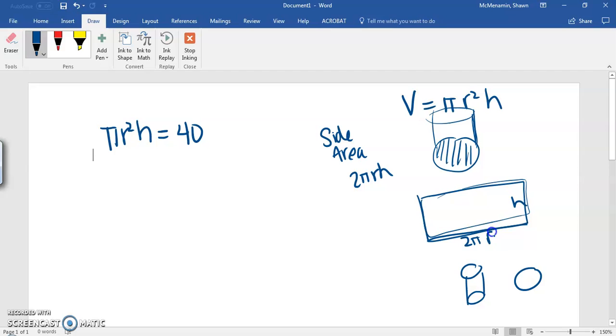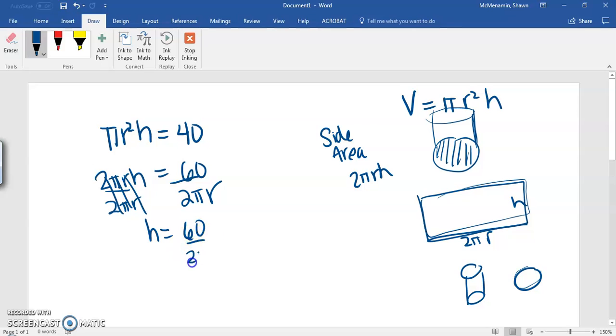So this should be r, 2 pi r. That's the circumference of the circle, so the circumference times your height. So you have 2 pi r h, and the side area equals 60. So you can solve for h by dividing by 2 pi r. Whatever you do to one side, you do to the other side. And then you get h equals 60 over 2 pi r.